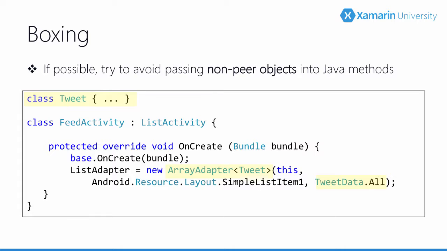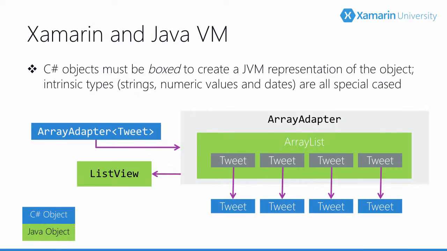And so let me show it to you in a more graphical way to help you understand exactly what's happening here. So notice that we've got a class Tweet that's just a C# object, and then we're using ArrayAdapter of Tweet in order to feed our list adapter. And the way this is really going to get constructed in memory is we've got this ArrayAdapter. ArrayAdapter holds onto an ArrayList in Java that has a bunch of pointers to it.